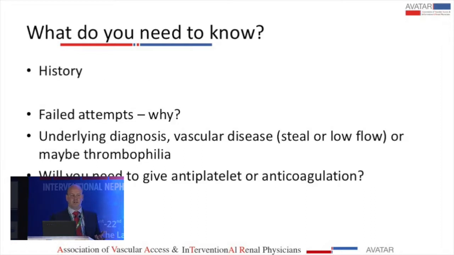So what do you need to know? You need to know the history of what's happened. What failed attempts have they had, and try and work out why it failed. You need to work out if there's an underlying diagnosis here. Have they got peripheral vascular disease? Have they presented with dead fingertips, low flow fistulas that won't mature? Maybe they're lupus patients with lupus anticoagulant. They've had PEs, DVTs before. And you need to consider afterwards whether you're going to need to give antiplatelets or anticoagulation for them.